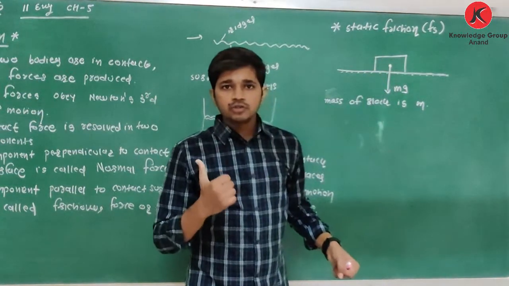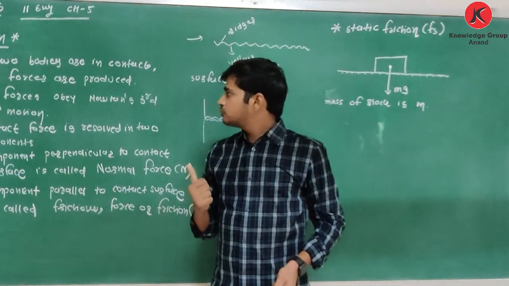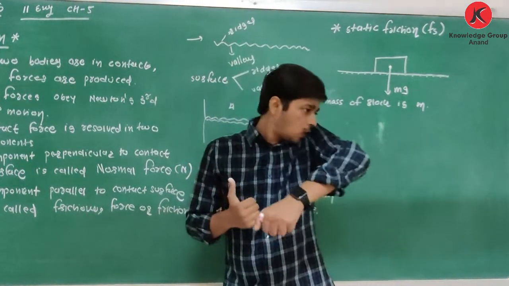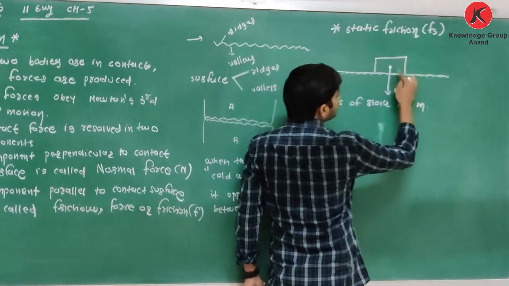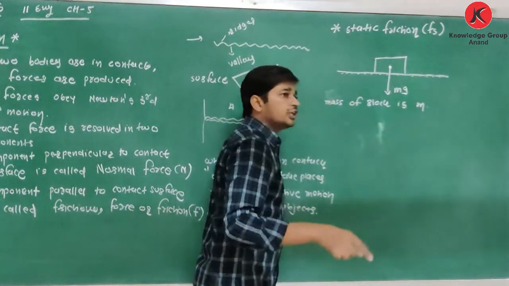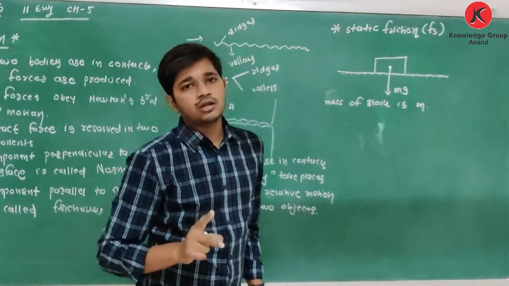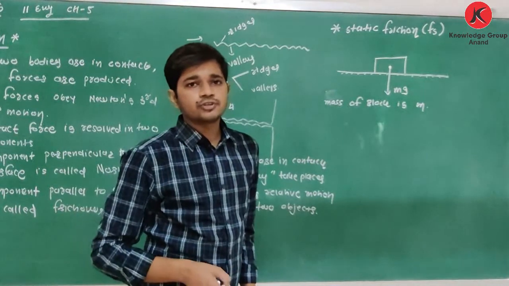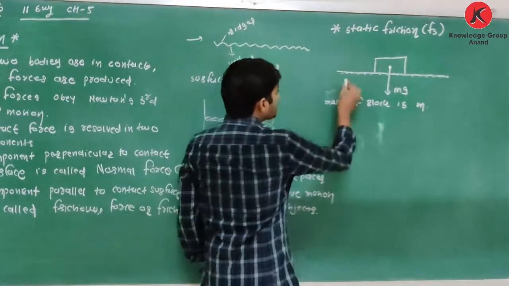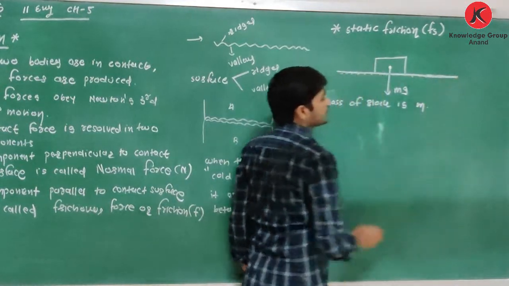According to Newton's third law of motion, contact forces obey Newton's third law. The block exerts some force on the table, so the table also exerts some force on the block. Yes, we have to resolve such contact forces in two components. This is called the contact surface.